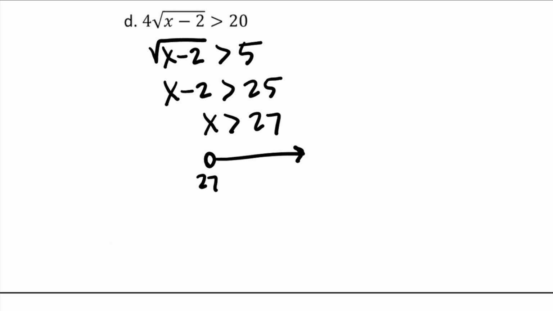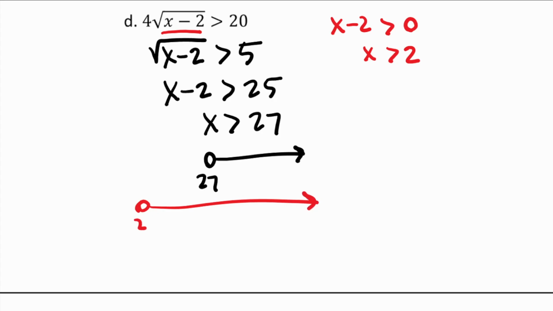But then I need to consider the radicand. So I need x minus 2 is greater than 0, so that's x is greater than 2. Well, if x is greater than 27, it's already greater than 2, so I don't really have anything to worry about. So that x is greater than 2 is not going to contribute anything to my solution.